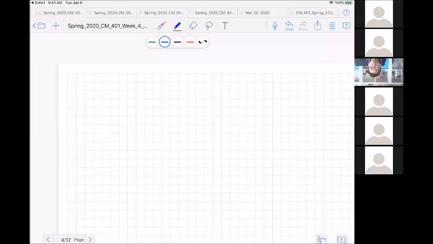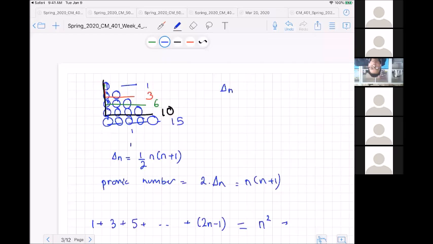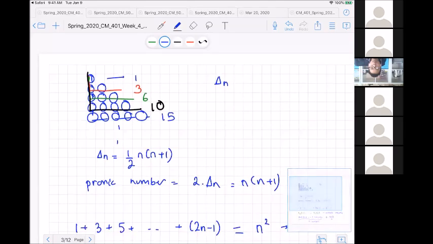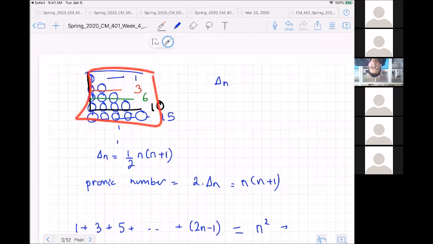What we know is that the sum of two consecutive triangular numbers is going to be a square. Can someone see why that is? Let me show you why that is. I'm going to repeat it again. The sum of two consecutive triangular numbers is going to be a square. Why is that? Because when we flip this, it's going to form a square basically, right? The sum of two consecutive triangular numbers.